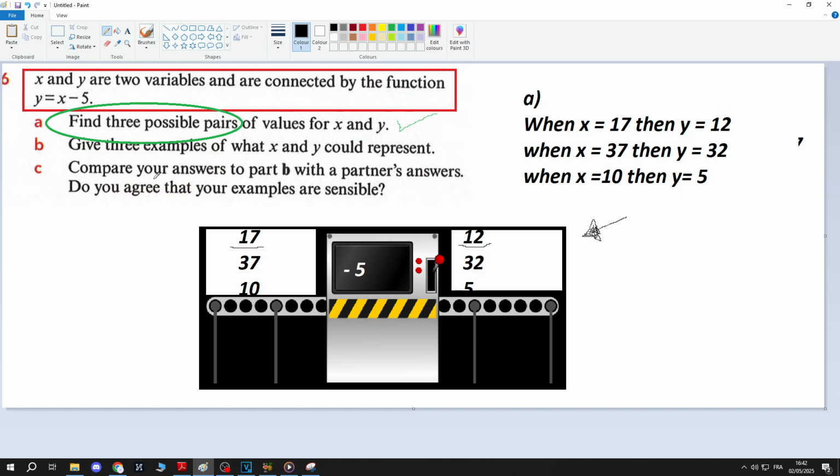C is comparing your answers to part B with partner's answers. I don't have a partner next to me. You probably don't have a partner next to you. But you could discuss this together. I know this will not happen, but hey, fingers crossed. Maybe we'll talk about it more together. Maybe we'll revise this together. So this would be an opportunity for both of you, whoever you are, to talk about this. Try to find examples of what x and y could represent when x minus 5 is equal to y. And that is it for question 6. And for this video, actually. So I hope you understand functions by now, and do expect more videos in the upcoming days.